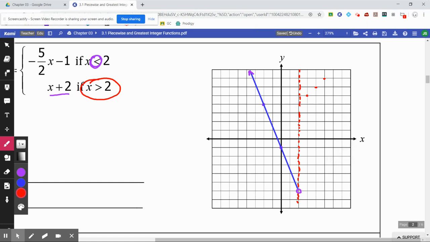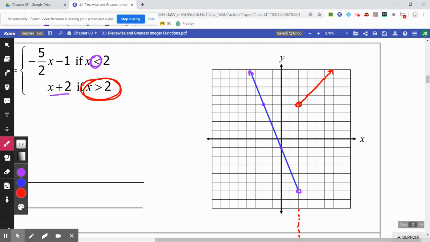Now, what about on the line? If 2 is not included, I'm going to do an open circle, and my graph is going to start there and continue to the right. So again, you can erase this dotted line now if you want to. I graph the blue line to the left of that dotted line. I graph my red line to the right of that dotted line. So there's my graph.